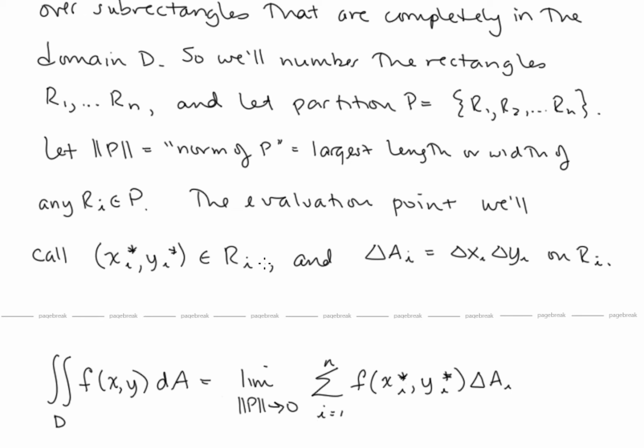The evaluation point we'll call xi star, yi star, that lies in Ri, and delta ai is delta xi, delta yi on rectangle Ri. So our double integral is going to be the limit as the norm of the partition goes to 0. In other words, as the length and width of those subrectangles goes to 0. And we're taking the sum over all of those rectangles of an evaluated point. So we've got a height here times the rectangle's area.